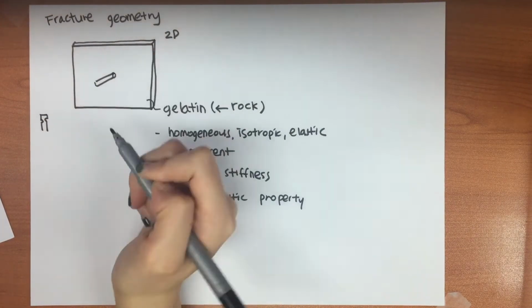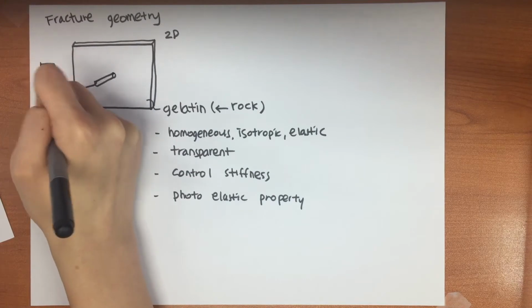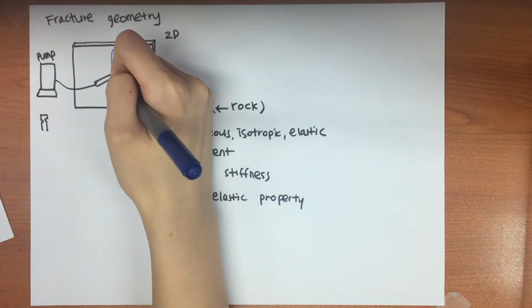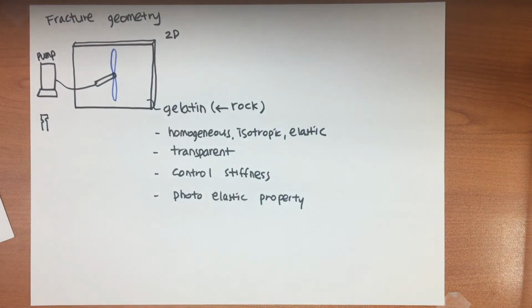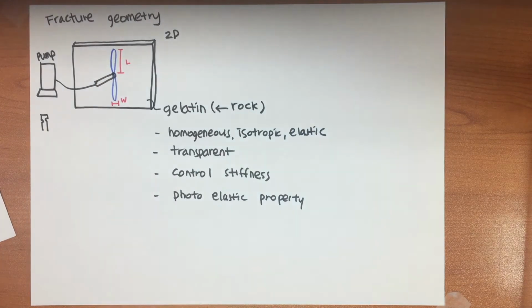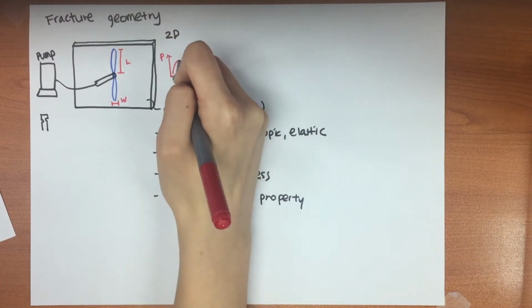At the center of the gelatin plate, a copper tube having two vertical holes was inserted. Through these two holes, the fracture fluid was injected using a pump to create hydraulic fractures. Then we can measure the fracture length and width, then compare with the pressure curve obtained from the experiment.